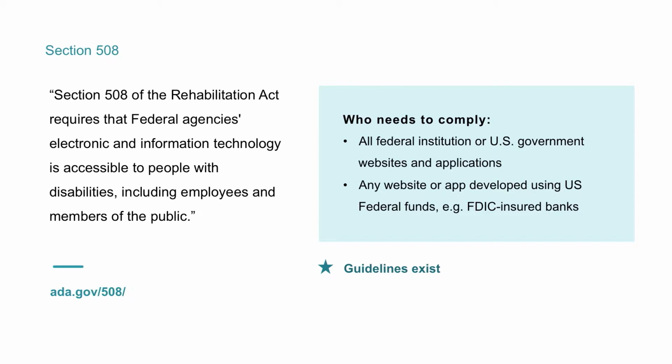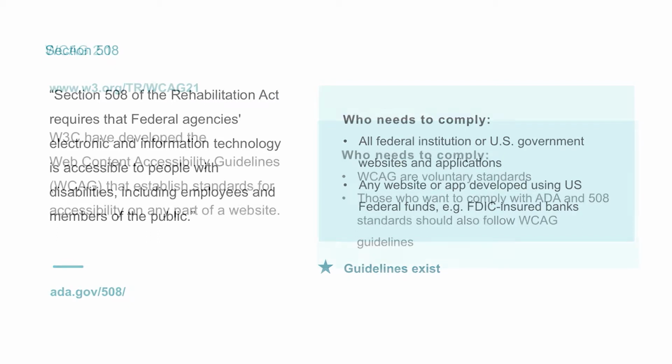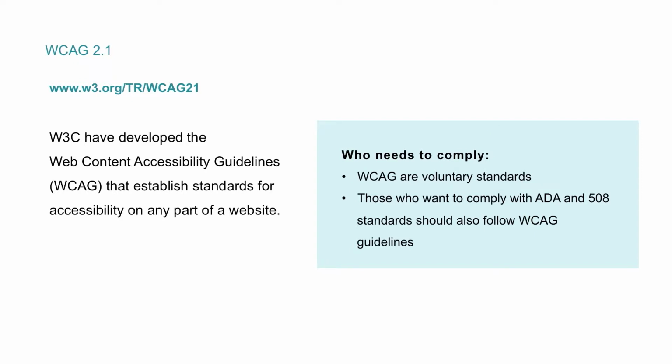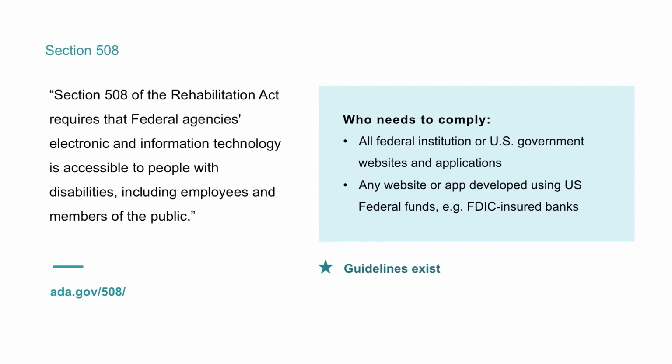So Section 508, this is a regulation that pertains to any federal institution or US government website or application, or anything that receives federal funds. So this means a bank that's FDIC insured, or a hospital or a school that receives grants. It also means any program used by US federal agencies. So it doesn't even have to be made by them, it just has to be used by them. And guidelines do exist for them. They're also slightly general. I'll go back a slide. So the guidelines are a little more helpful than the ADA. However, they're still kind of up in the air.